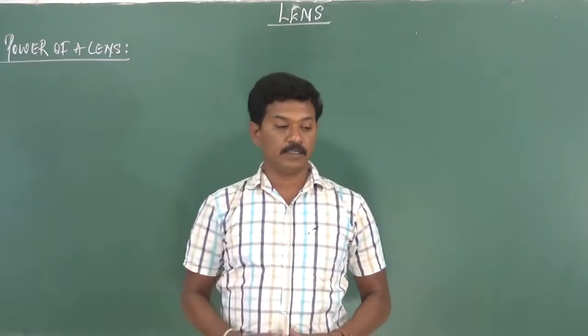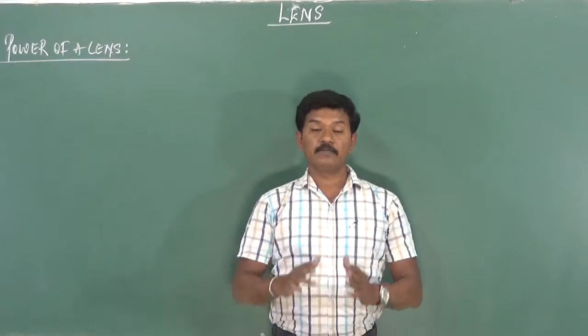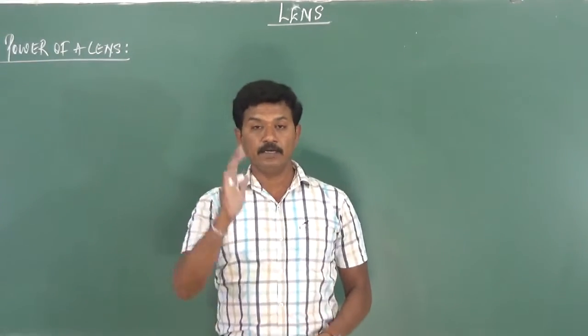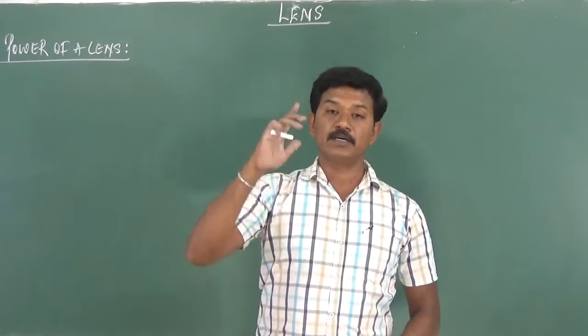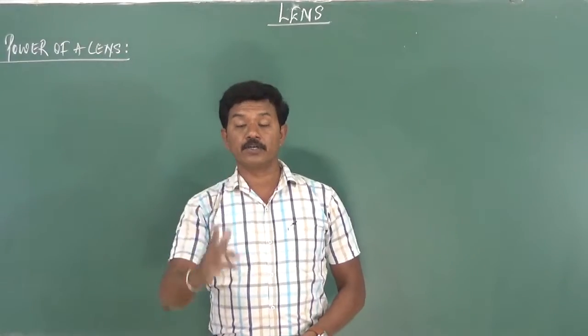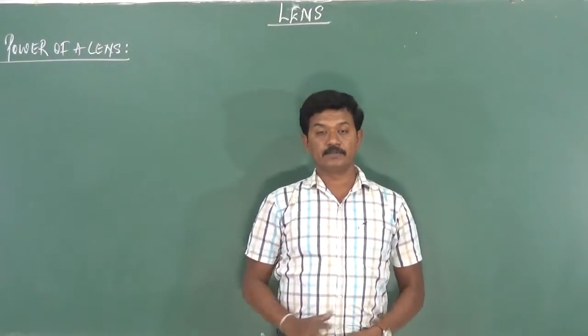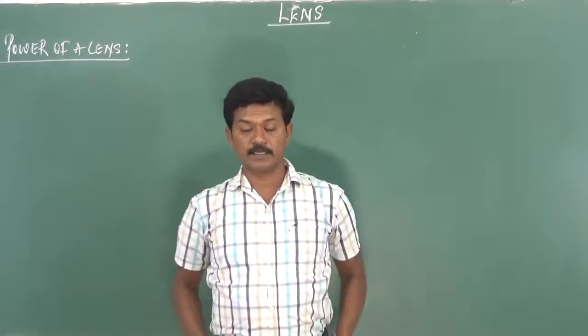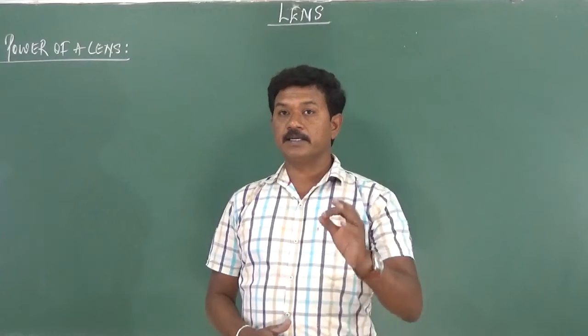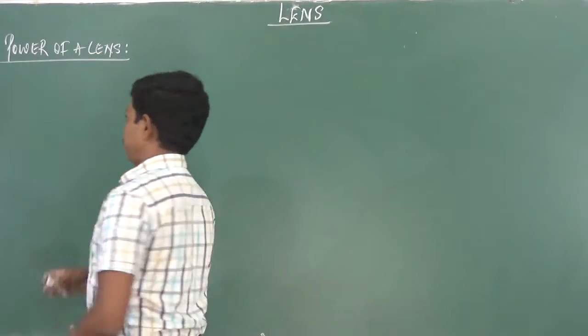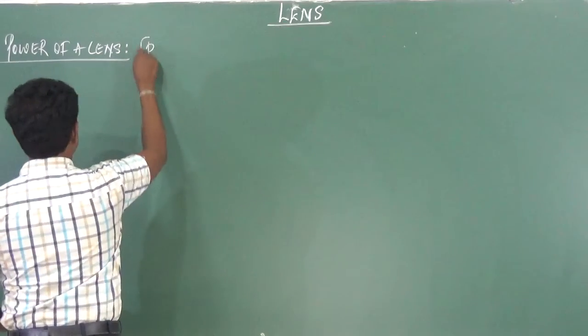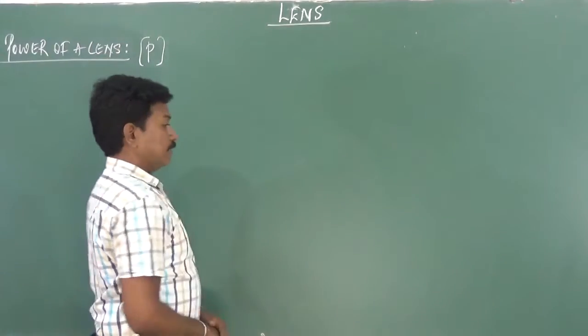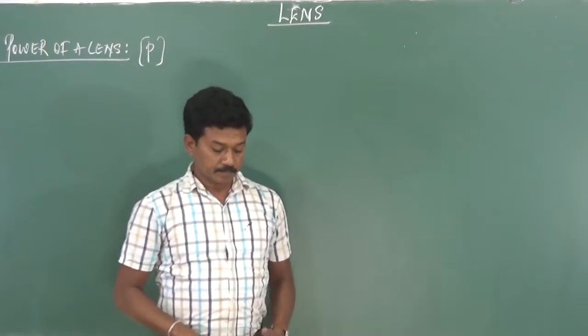Once again I will define this. The power of a lens is defined as the ability of a lens to converge or diverge the light rays which are falling on it. This is the power of a lens. Here, the power of a lens is indicated by a letter, that is P. We are going to represent the power of a lens by the letter P.